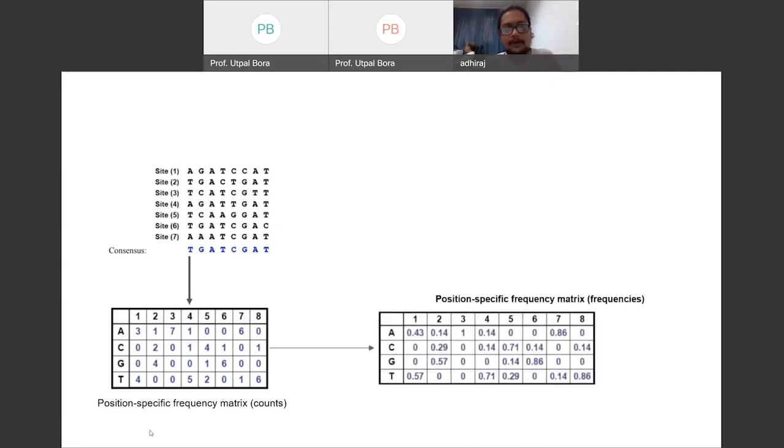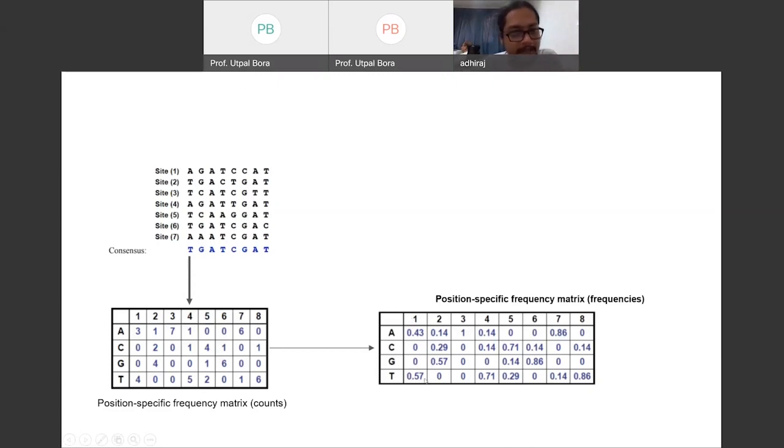Now we can get how many total sites there are. There are seven. So out of seven, we are getting three A's. So 3 by 7 is 0.43. As simple as that. You just add all these sequences, and the probability of getting three A's out of seven sequences is how it is calculated.